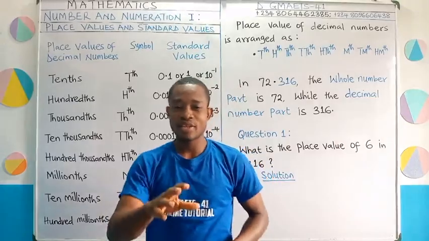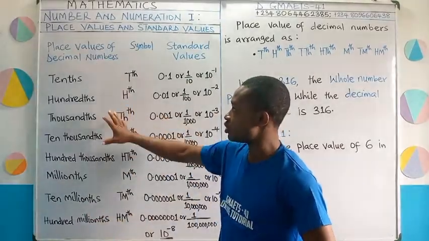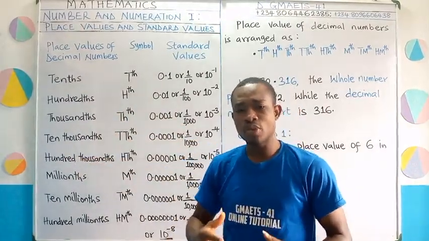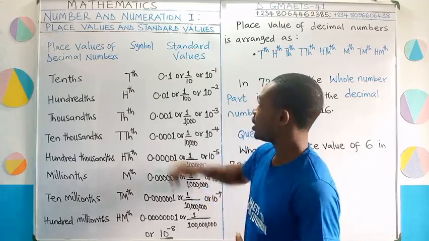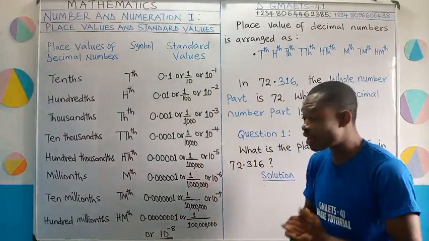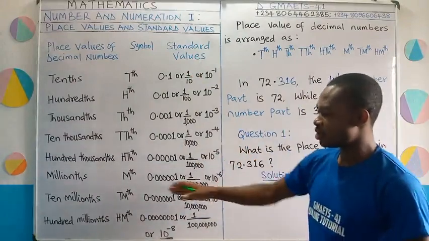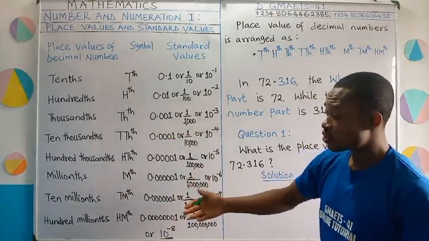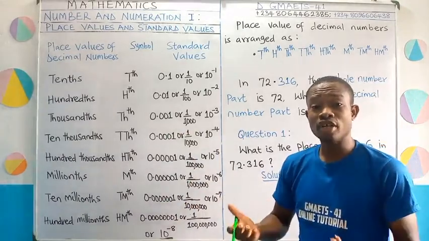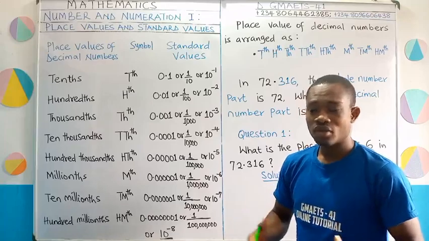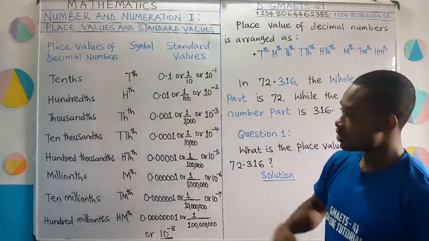Having said this, let us now move on to the decimal number place values and the symbols we use for them, as well as their standard values. There are some of them I've written here on the board. You're expected to know them, although they continue as well. I stopped at hundred millions. You also have billions, tens of billions, hundreds of billions, but I decided to stop at millions there.